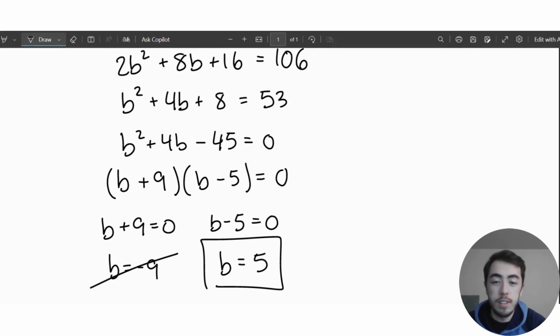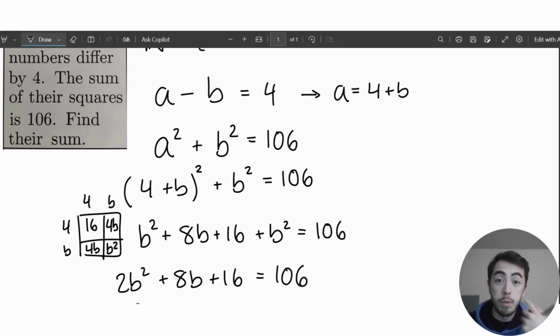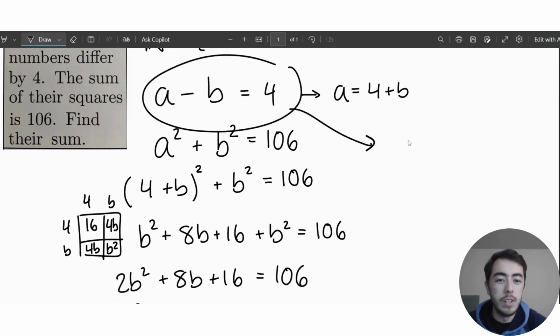And after this step of substitution and solving for one of the variables, I can go back up, pick an equation, and plug in 5 to figure out what a is. This first one is a little bit easier to use, so I'll just say a minus 5 equals 4. And then it's pretty clear to see that this a has to be a 9 because 9 minus 5 is 4.